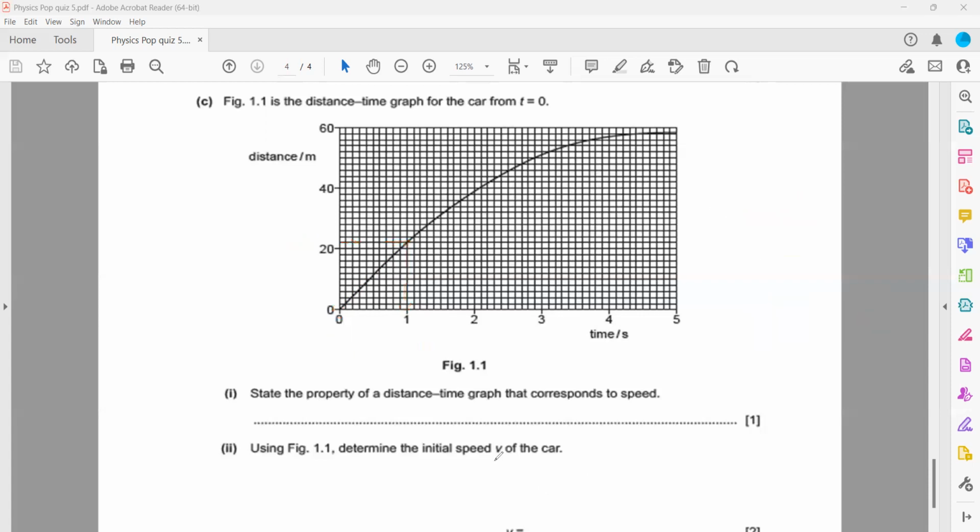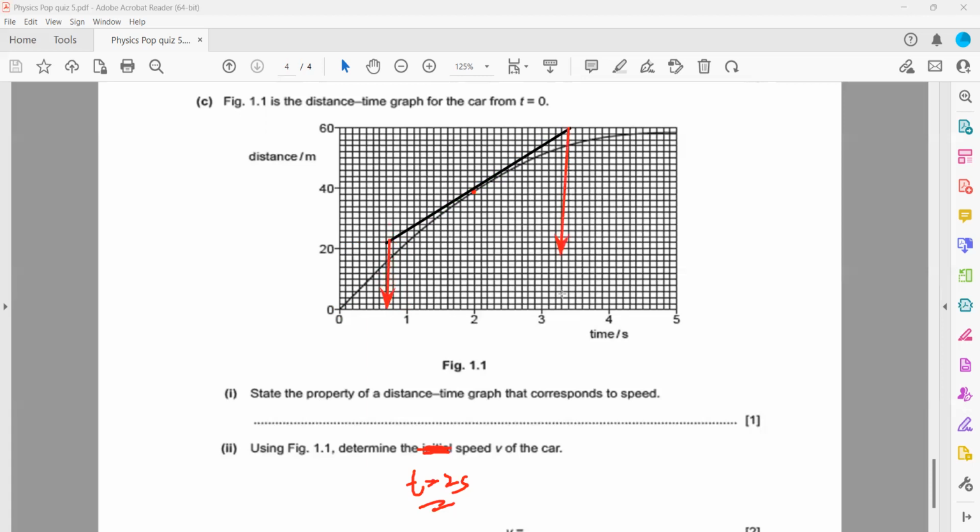Say, for example, the same question was there, but instead of initial speed they say calculate the speed at time equals 2 seconds. In that case, when time is equal to 2 seconds, the graph is not a straight line, it becomes a curve. When it becomes a curve, you cannot take points on the curve, you have to draw a tangent. The length of the tangent is up to you. You can draw a longer or a shorter tangent, but you have to draw a tangent. Then take 2 points on the tangent.